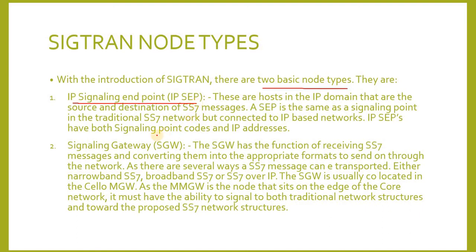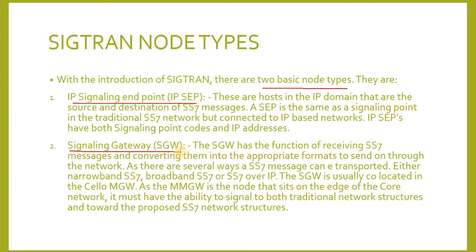2. Signaling gateway, SGW. The SGW has the function of receiving SS7 messages and converting them into the appropriate formats to send on through the network. As there are several ways an SS7 message can be transported, either narrowband SS7, broadband SS7 or SS7 over IP, the SGW is usually co-located in the Cello MGW. As the MGW is the node that sits on the edge of the core network, it must have the ability to signal to both traditional network structures and toward the proposed SS7 network structures.